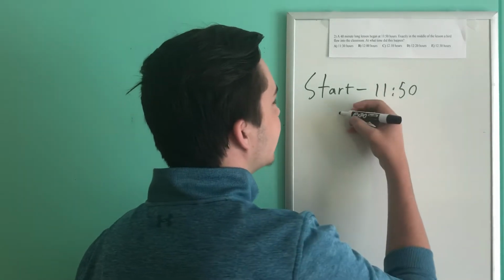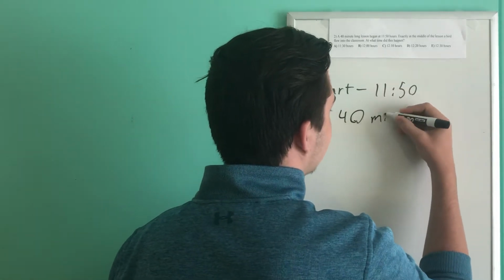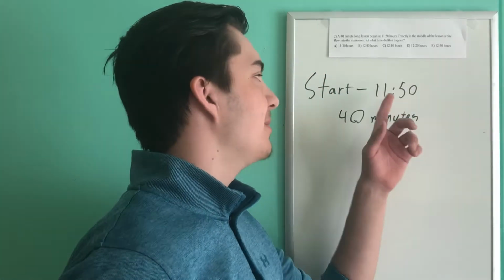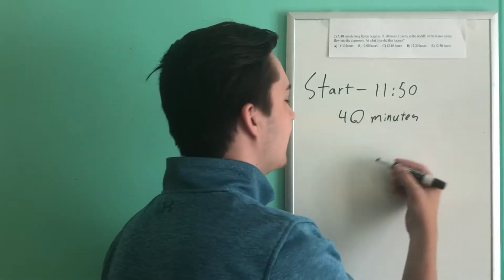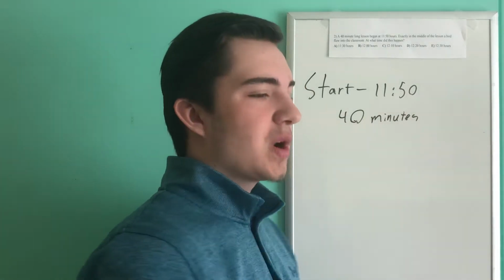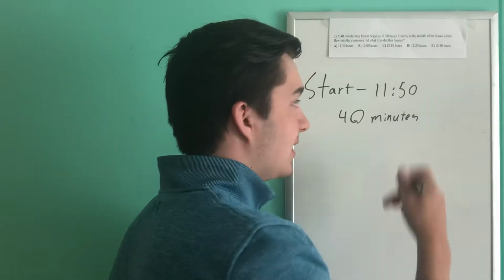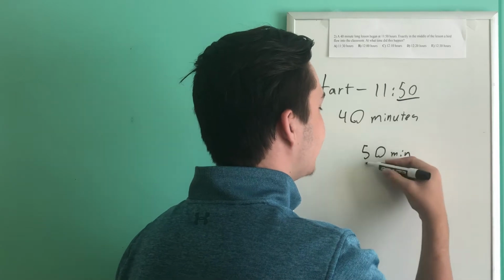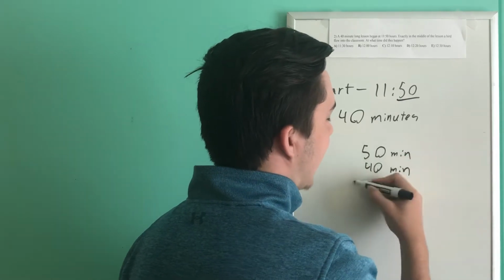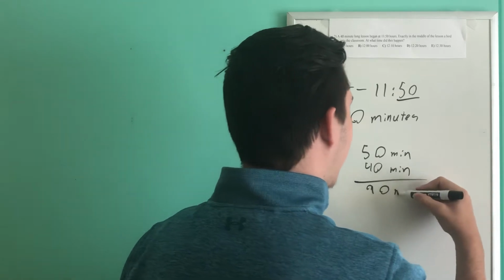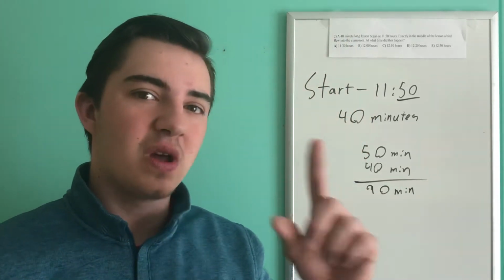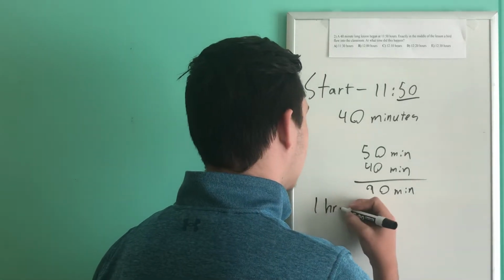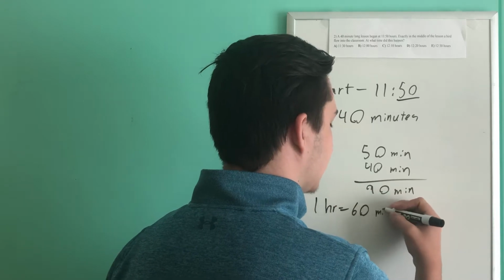Well, we know that it is 40 minutes long, right? So what time would it be when 40 minutes passes after 11:50, right? So 11:50, what's 40 minutes after 11:50? Well, we have 50 minutes, so we need to add 40 minutes to that, right? 50 minutes and 40 minutes. So let's add that. So now we have 90 minutes. And how many minutes is 1 hour? 60, right? So 1 hour is equal to 60 minutes.